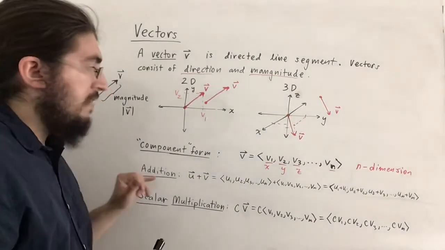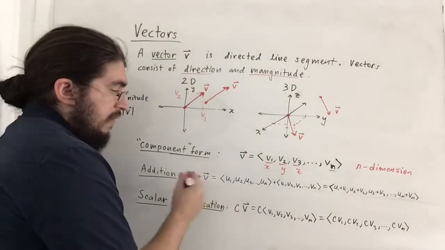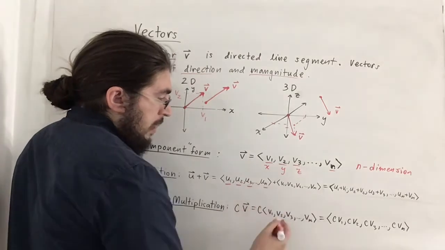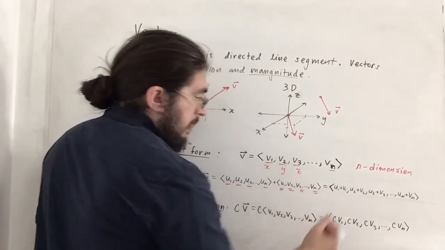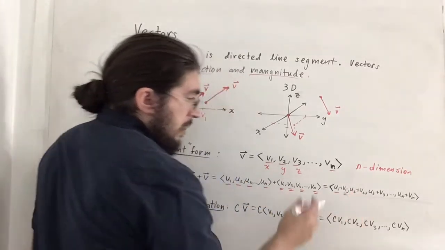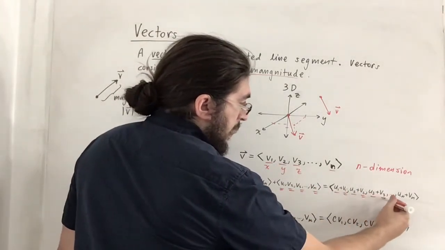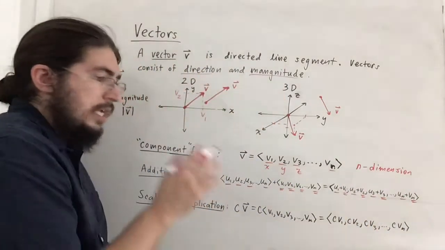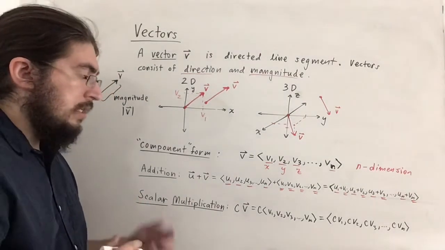Now, how you add vectors is you just add them component-wise. So if you have a vector u and a vector v, and vector u is u1, u2, u3, and so on, and vector v is v1, v2, v3, and so on, then adding these two vectors is just u1 plus v1 for the first component, u2 plus v2 for the second component, u3 plus v3 for the third component, and so on. You get the idea there. So not too much craziness going on there. It's pretty intuitive. Now, scalar multiplication is a little different.